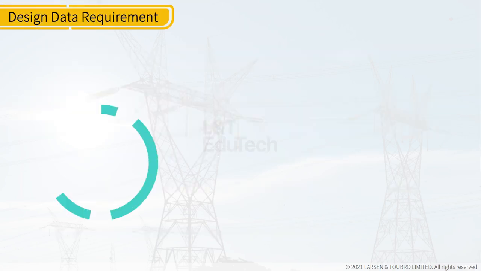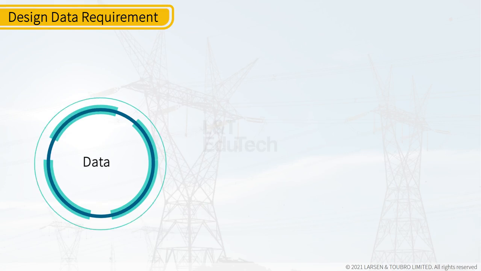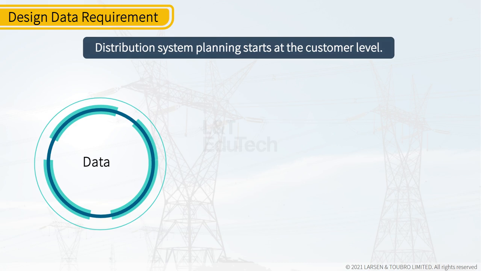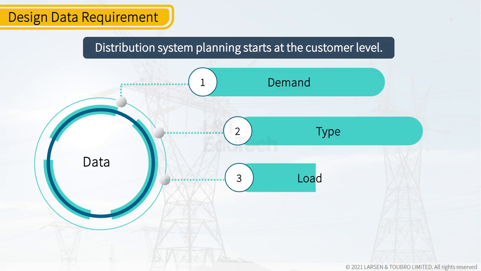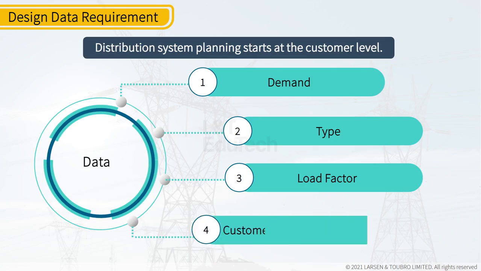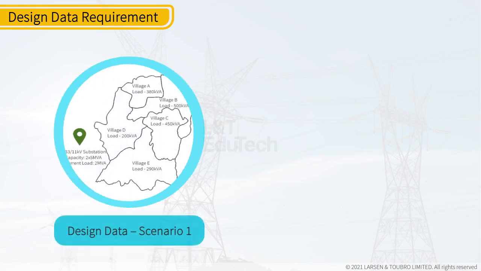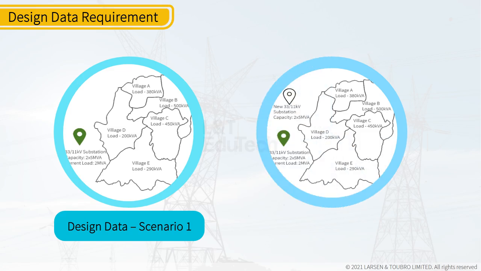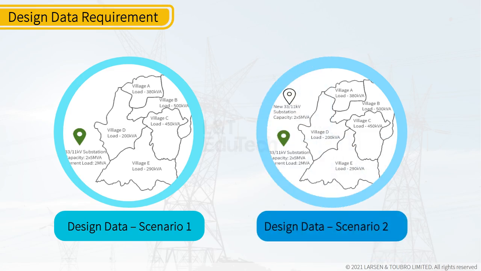Now let us learn more about the design data requirement. Distribution system planning starts at the customer level. The data regarding the demand, type, load factor and other customer load characteristics dictate the planning of the distribution system. Let's look at the data required for the planning of a distribution system for supplying the power to 5 villages.